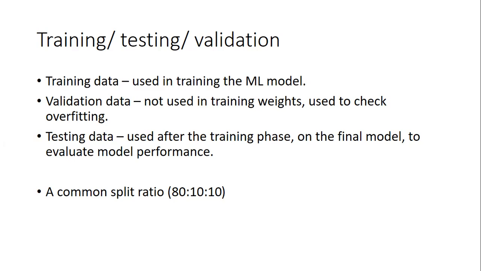As a rule of thumb, machine learning engineers tend to not include testing in any part of training or validation data, just to get a completely unbiased opinion. But it is quite common to substitute the testing data for validation data to get a general sense of how well your model is being trained. And a common split ratio for bigger data sets is 80% for training, and 10% each for validation and testing.